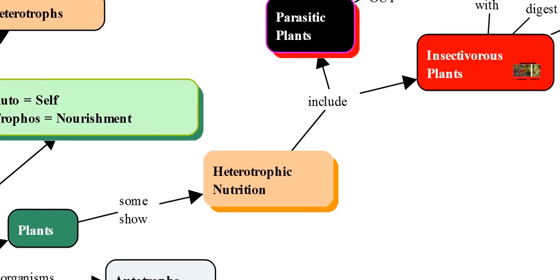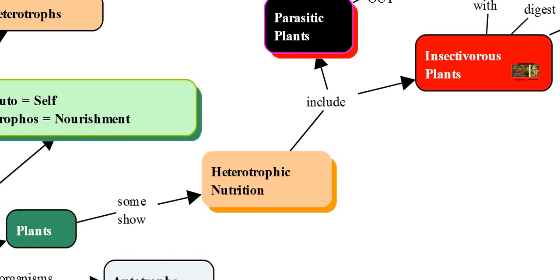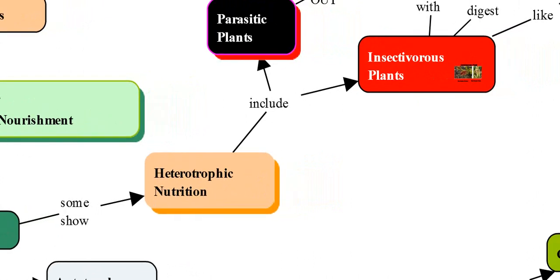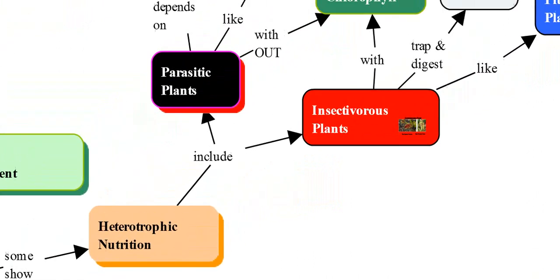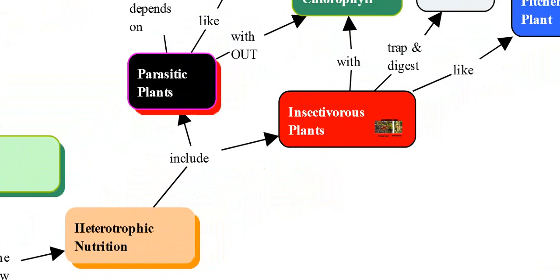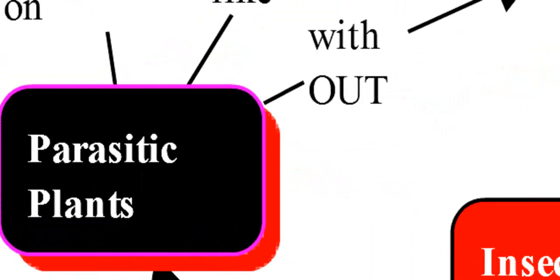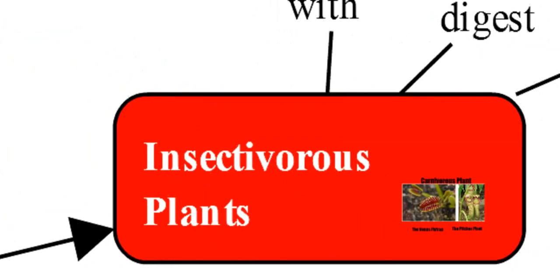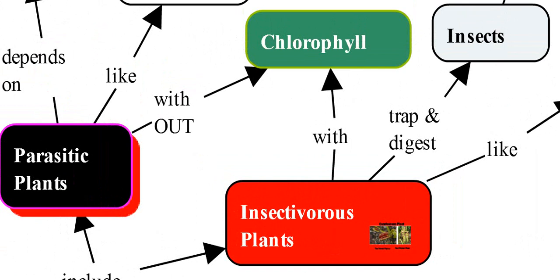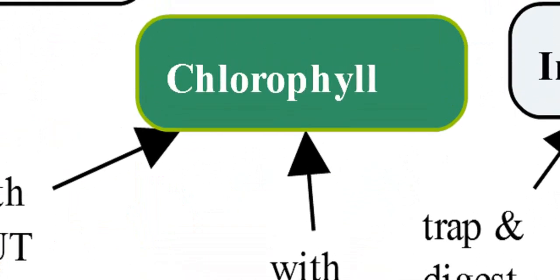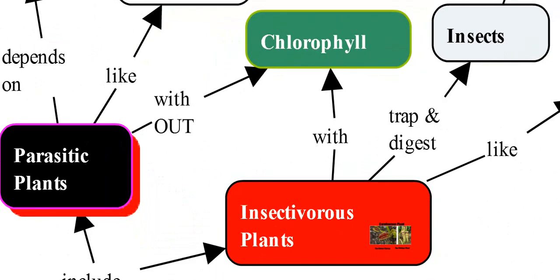Usually plants show autotrophic nutrition as they make their own food, but few plants show heterotrophic nutrition, which includes parasitic plants and insectivorous plants. The basic difference between parasitic plants and insectivorous plants is that parasitic plants are without chlorophyll and insectivorous plants are with chlorophyll. That is the reason they appear green.